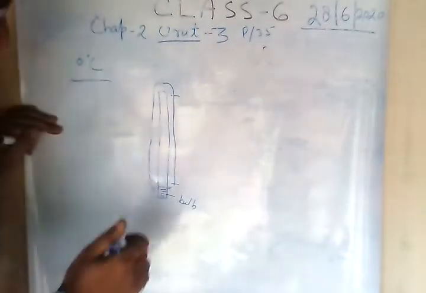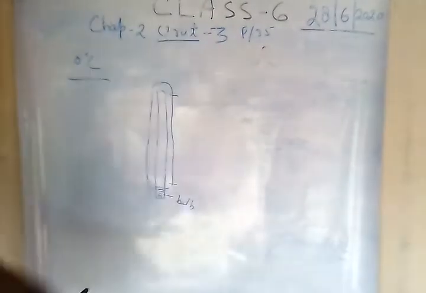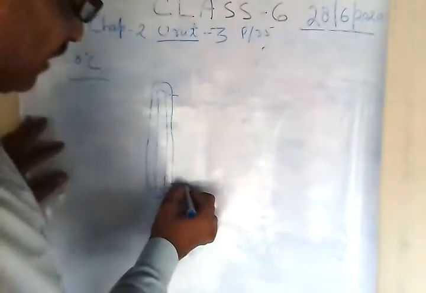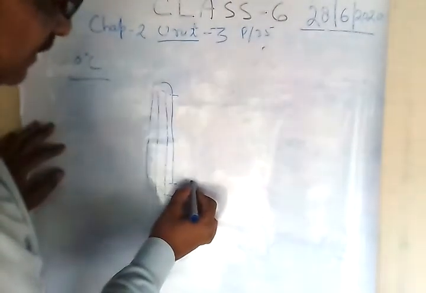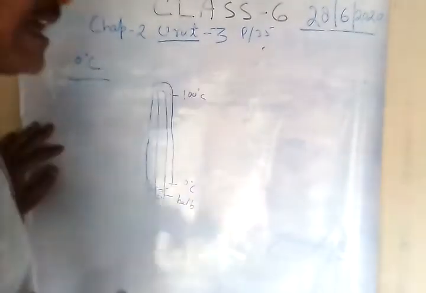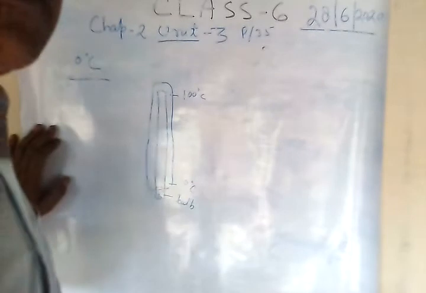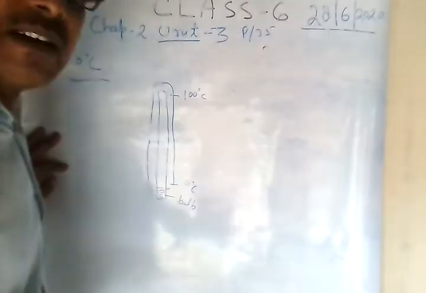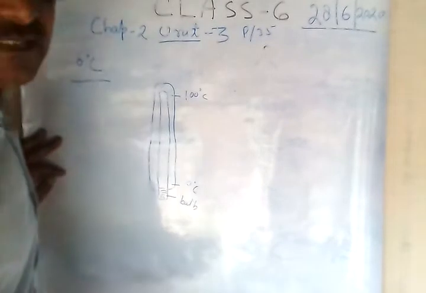Here is the bulb, and this Celsius thermometer has two standard points: the lower standard point, 0 degree Celsius, and the upper standard point, 100 degree Celsius. How do we decide the upper and lower standard points of the Celsius scale?